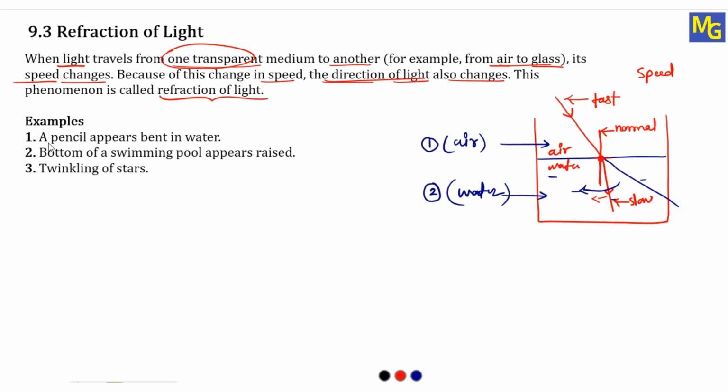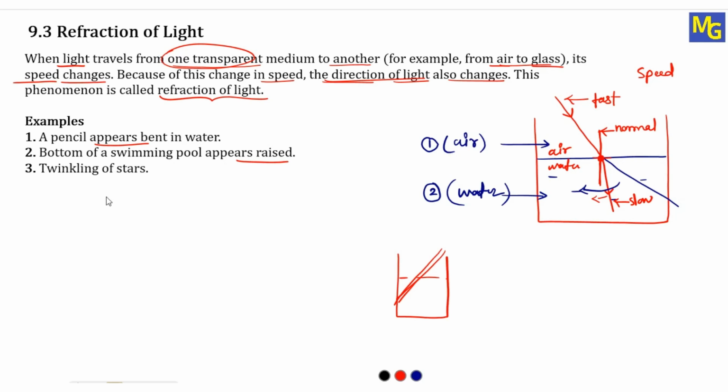One example is that a pencil appears bent in water. If you take a glass half full of water and keep a pencil inside the water, the pencil will look a little bit bent. But in reality the pencil does not bend. When we see it from the outside, it looks bent, and that is due to the refraction phenomenon. Then the next is that the bottom of a swimming pool appears raised. Actually the bottom is a little lower, but it appears raised, and that is also due to refraction.